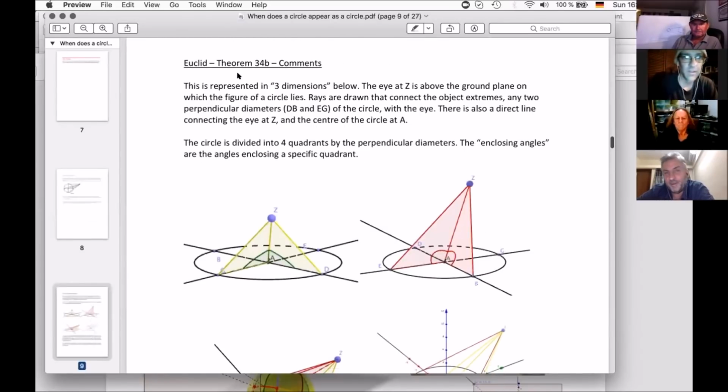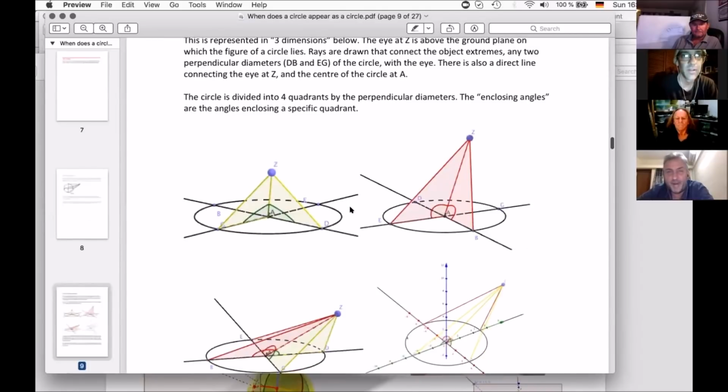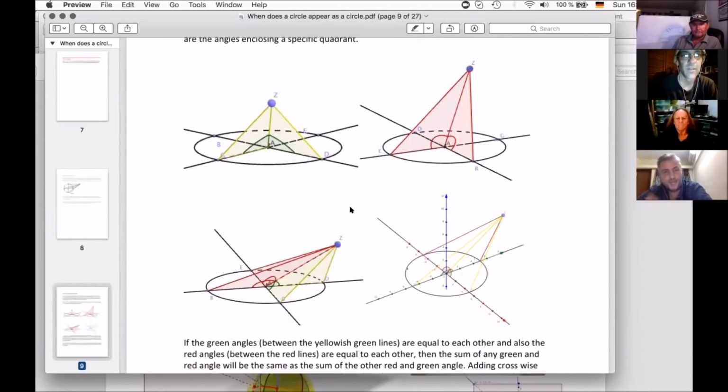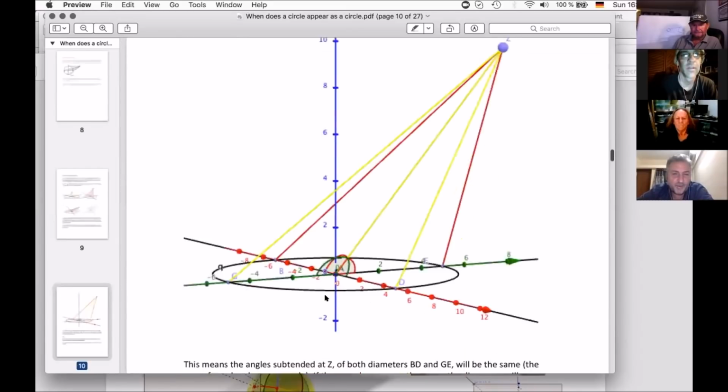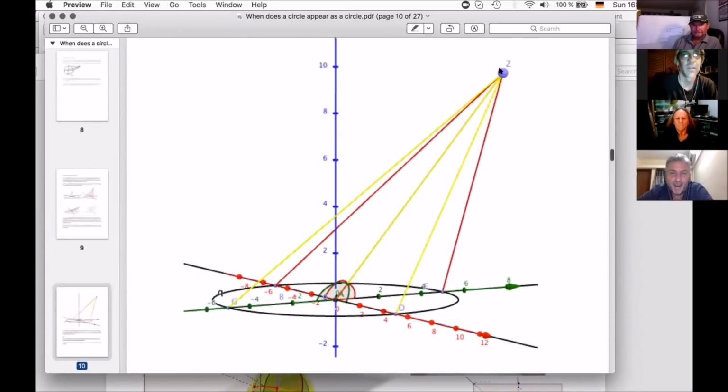And basically this is Euclid again. I've just modernized it, so it's not coming from me, but what this guy was saying is that as long as the enclosing angles are the same, then it also looks like a circle. So here it is. If that's where my eye is and I'm looking at this circle on the ground, you could just transpose the whole thing. I could be on the ground and the circle could be in the sky. So geometrically it doesn't matter. Then this thing will look like a circle when the enclosing angles next to each other are equal. So it doesn't have to be directly above.